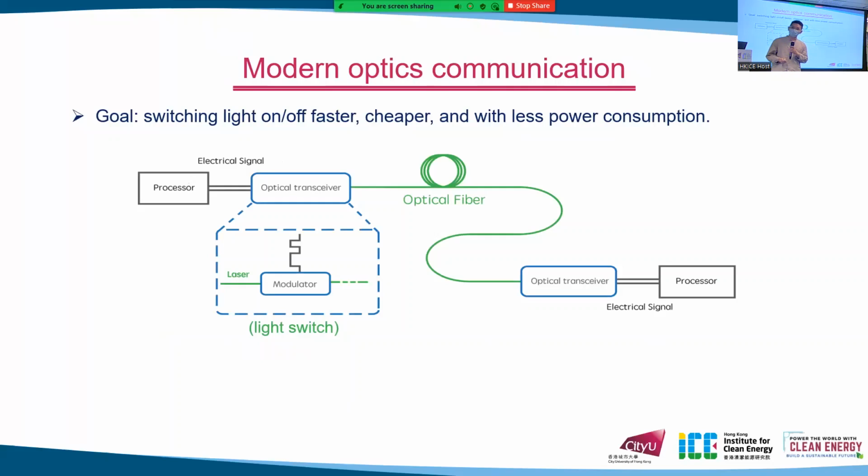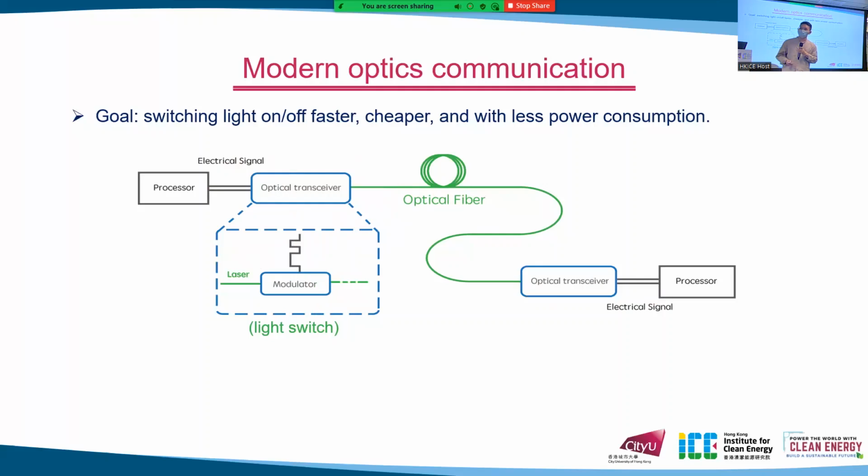So first, we need to convert the electrical signal to the optical signal. Next, we transmit the optical signal using the optical fiber. And finally, we convert the optical signal back to the electrical signal. Here, the key component is a modulator, which can convert the electrical signal to the optical signal. And the word modulation means light switch.